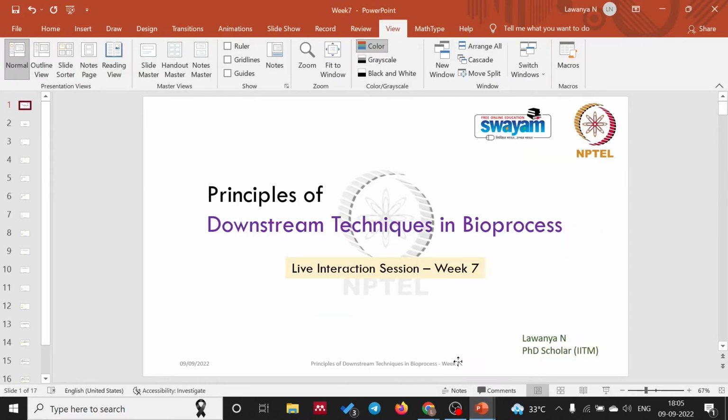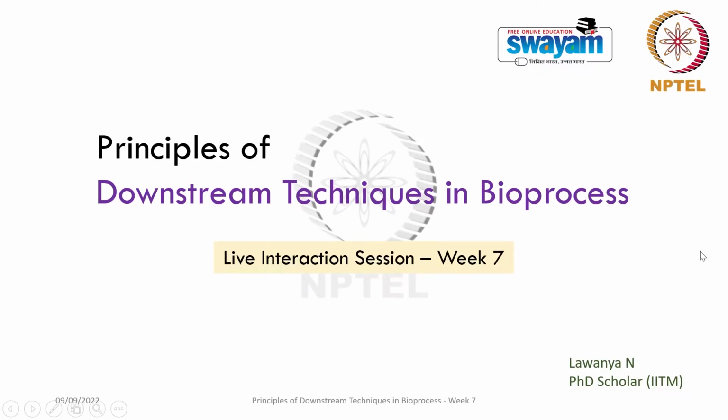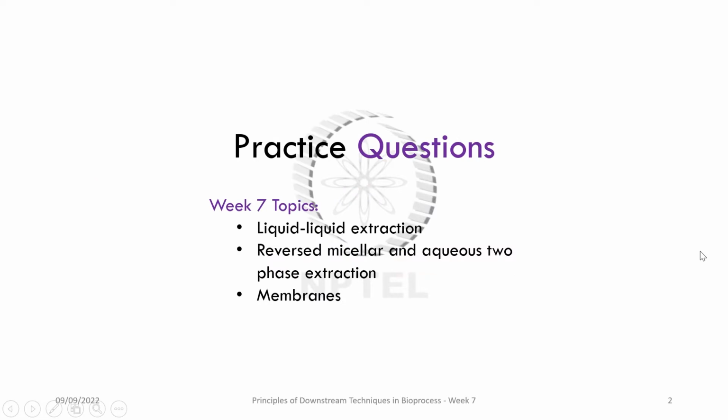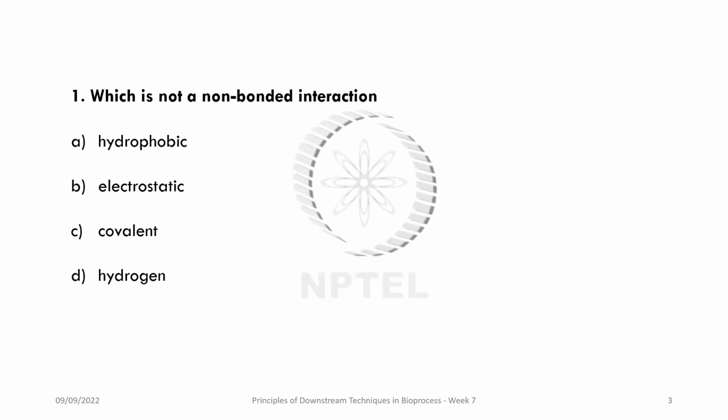today's session. This week's set of questions. This week we have liquid extraction, reversed micellar and aqueous two-phase extraction, and membranes as our topic. And I think we have just 7 questions with one numerical. Jumping right into the first question, which is not a non-bonded interaction? Take a minute, use the chat box, and drop in your options. Is it A, hydrophobic, B, electrostatic, C, covalent, and D, hydrogen?